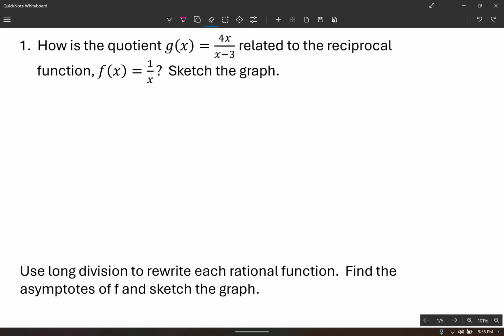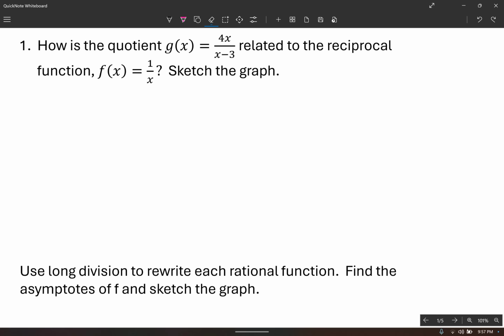In this lesson, we're going to be talking about graphing rational functions. So number one, how is the quotient g of x equals 4x divided by x minus 3 related to the reciprocal function f of x equals 1 over x, and then we're going to sketch the graph in our calculator. So 1 over x is our parent function for a rational function.